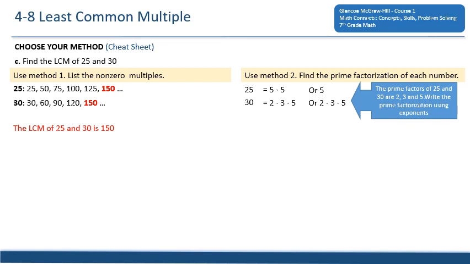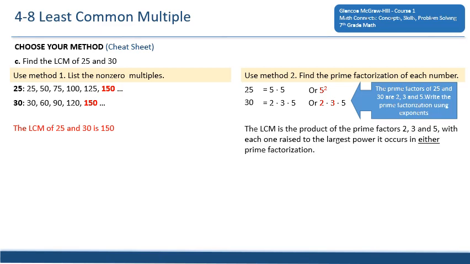So we have 5 squared for 25, and then for 30 we have 2 times 3 times 5. So we're going to use 2 times 3 times 5 squared, because 5 squared is the largest exponent for 5. So we have 2 times 3 times 5 squared, which is 6 times 5 times 5, which is 6 times 25, which is 150.